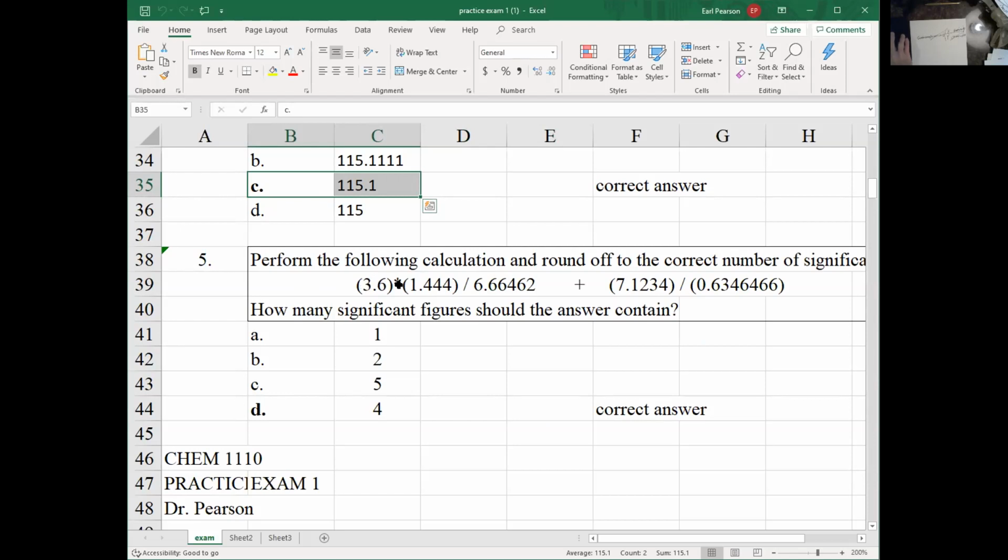Well, there's 2 significant figures in the first number, 3.6. There's 4 significant figures in this next number, and there's 6 significant figures in this one. This would round off, if I were done, to 2 significant figures. I'm looking at my screen. 2 significant figures would be 0.78, but I'm not going to round it off. I'm going to notice that 0.78 has 2 decimal places.